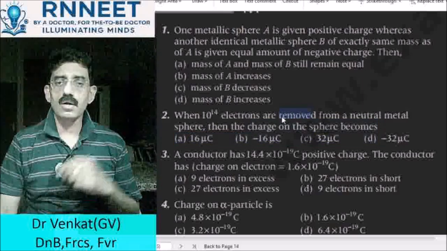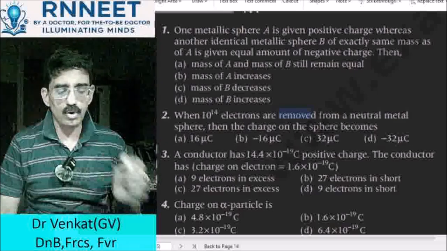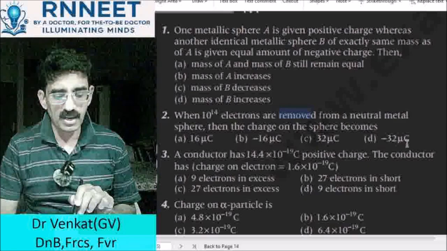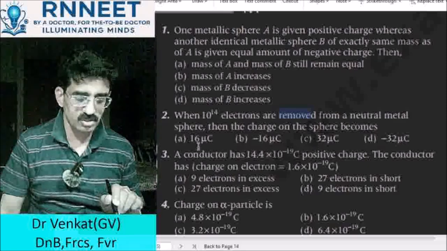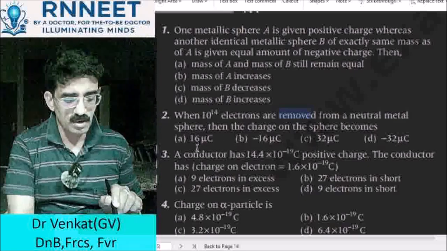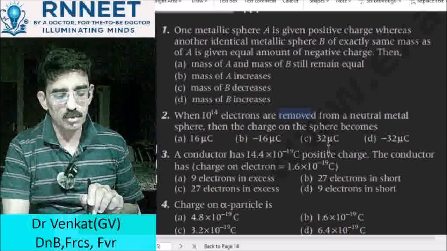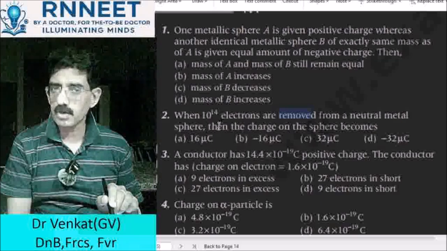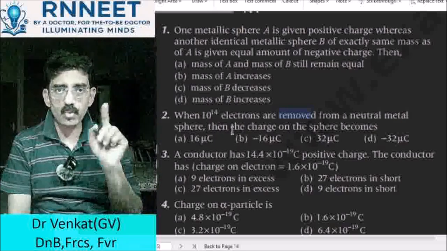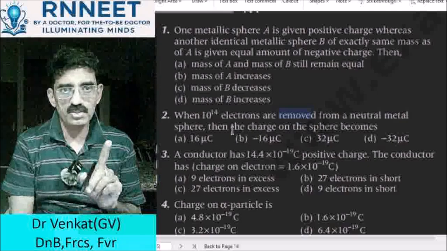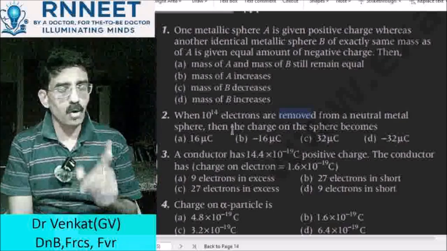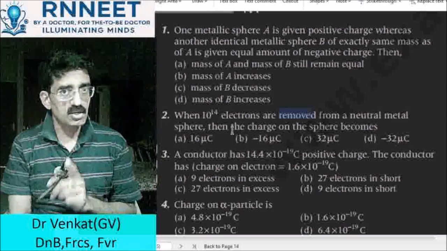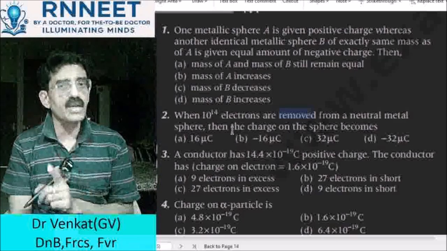When electrons are removed, what is going to happen? You're going to be left with a positive charge. So the answer cannot be negative. The answer has to be a positive charge. It's either 16 microcoulomb or 32 microcoulomb. And you have removed 10 to the power 14 electrons. So to get 1 coulomb of charge, you need to remove 6.25 into 10 to the power 18 electrons. So you've removed 10 to the power 14 electrons.